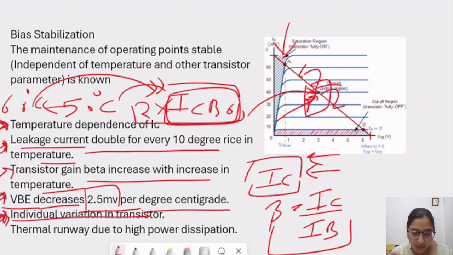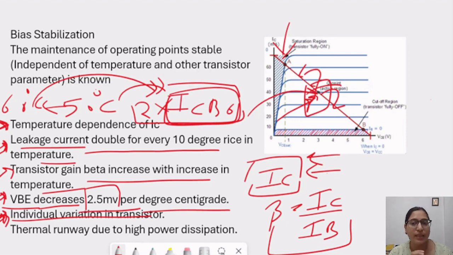Why do we consider this individual variation? Suppose a transistor is short circuited, the transistor will stop working and you have to change this transistor to run the particular device. So you will replace this transistor. When you replace this transistor, another transistor will come and the beta will change. So here we need the bias stabilization so that this change in beta will not affect the overall output.